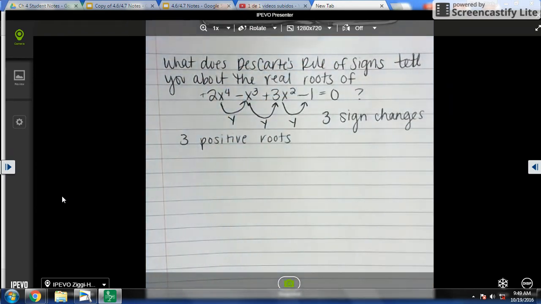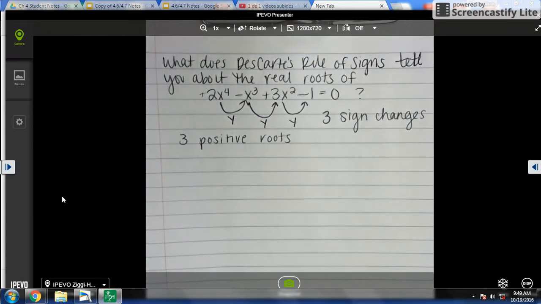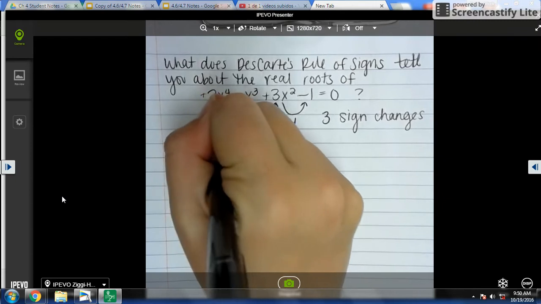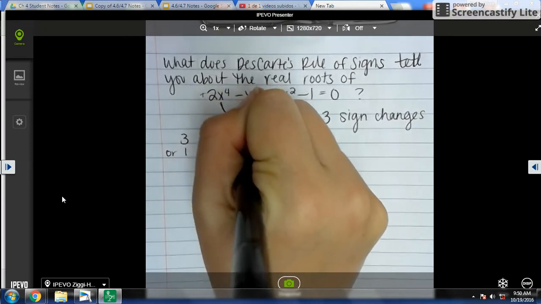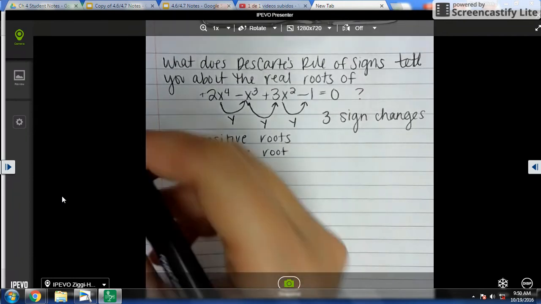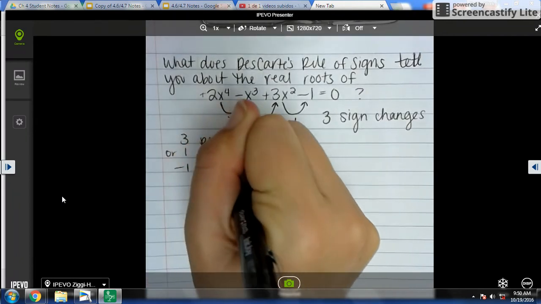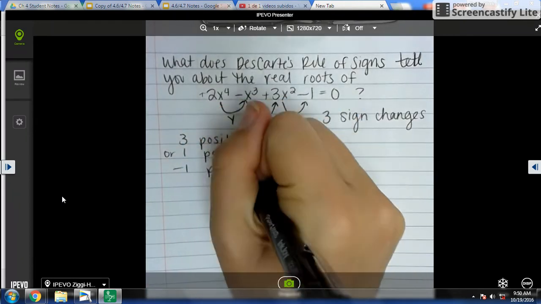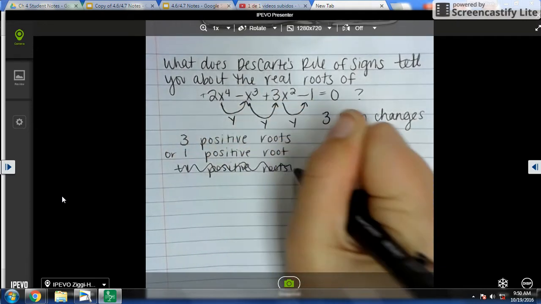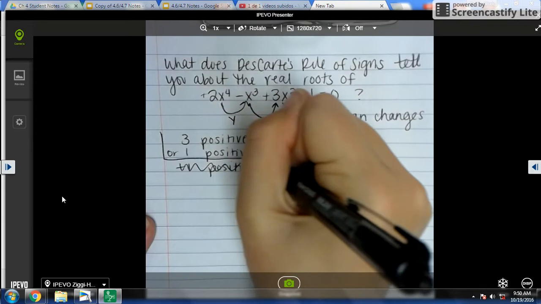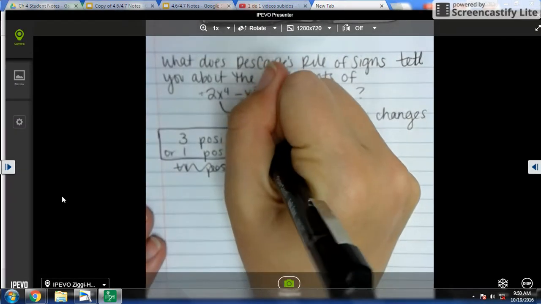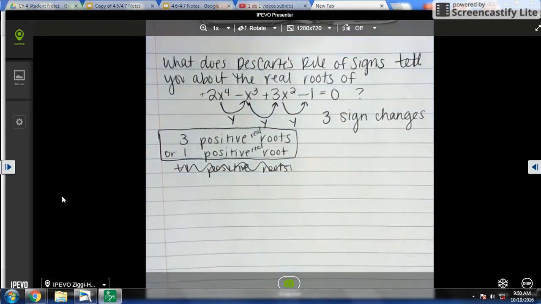Or we could subtract that by a multiple of 2. So if we subtract 2, that would give us 1 positive root. And if we subtract by 2 again, that would give us negative 1 positive roots, which obviously you can't have a negative number of roots, so that does not work. So we stop there, and our answer would be 3 or 1 positive real roots. Should have included real in there.